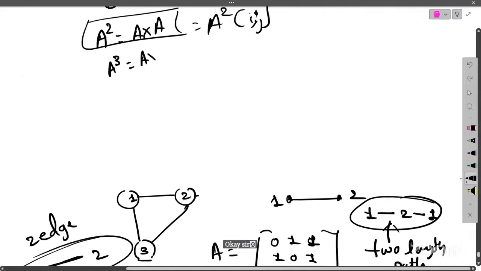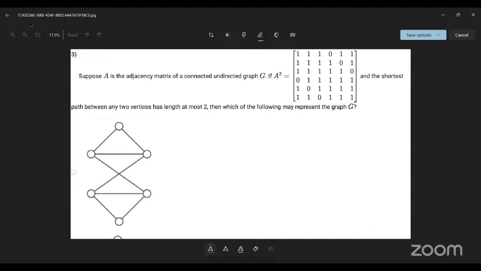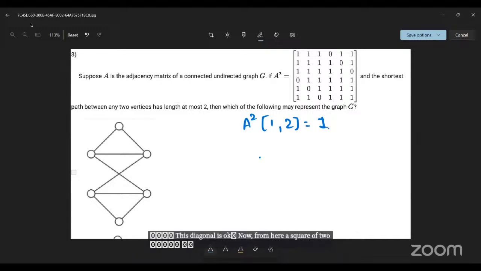Okay, so if we assume this condition, then I think now that question makes sense to me. So now diagonal entries are fine because we are considering this to be a path. So that means this diagonal is okay. Now from here, A squared of 1 comma 2 is also equal to 1. That means we can go from 1 to 2.